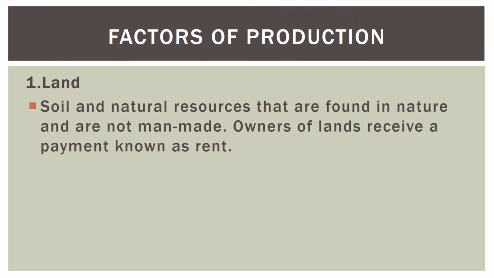Factors of production. First, land. Land includes soil and natural resources that are found in nature and are not man-made. Owners of lands receive a payment known as rent.